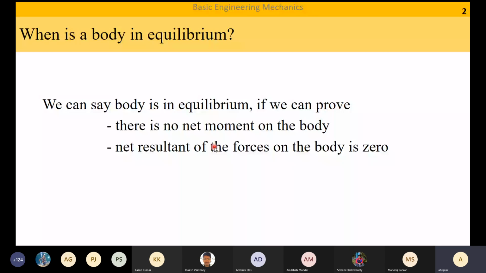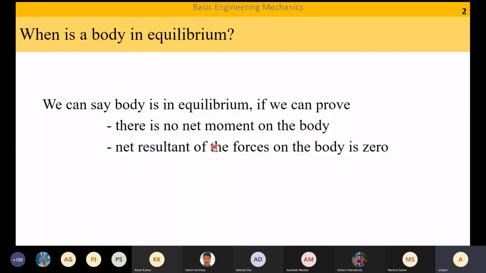Keep in mind two things. One, in this topic, we are assuming that all the forces are applied on one plane. So all the reactions are also on that plane. So we are only looking at two-dimensional problems. And we are only looking for static equilibrium. There is no dynamic equilibrium. Static equilibrium meaning the body is not moving.